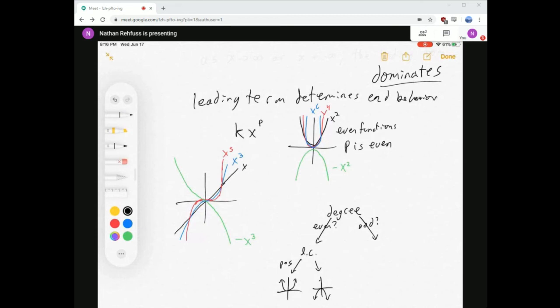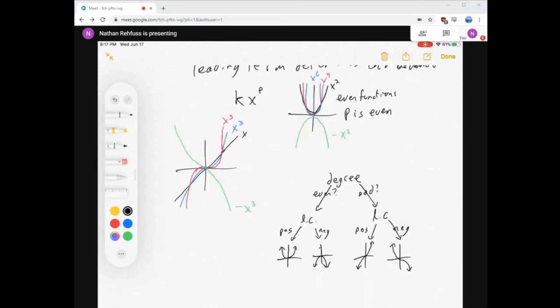Meanwhile, if we're looking at odd, I check the leading coefficient. And if it's positive, then it looks like x or x cubed. It goes up to the right and down to the left. And if it's negative, well, it's the opposite. It'll just be the same thing but flipped over, so up to the left and down to the right. So that is how you decide the end behavior of a polynomial. You only need to look at the leading term. You just check the degree and the leading coefficient. The degree tells you whether it has even symmetry or odd symmetry. And then the leading coefficient, if it's negative, there's a flip. If it's positive, there's no flip.